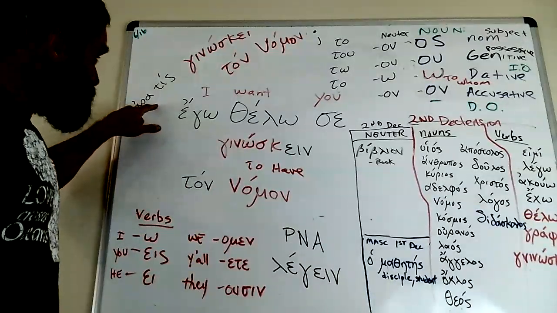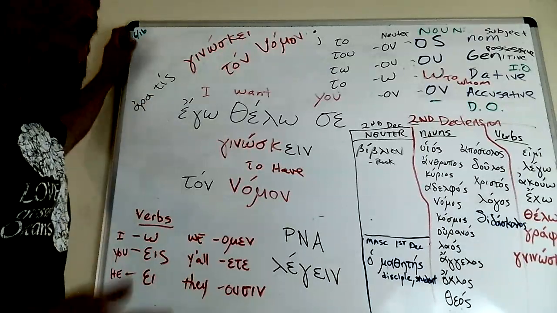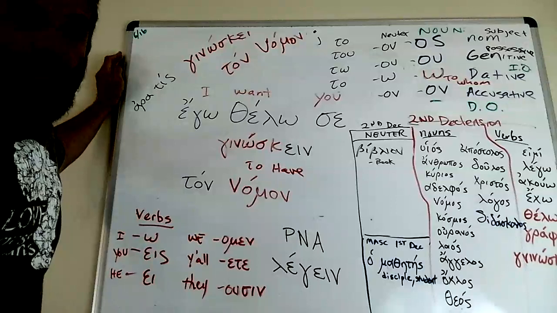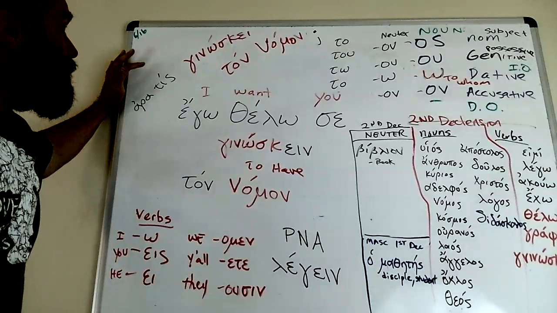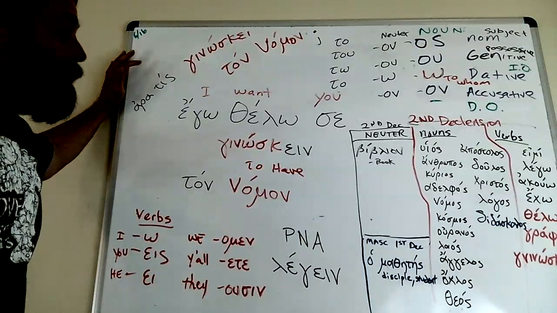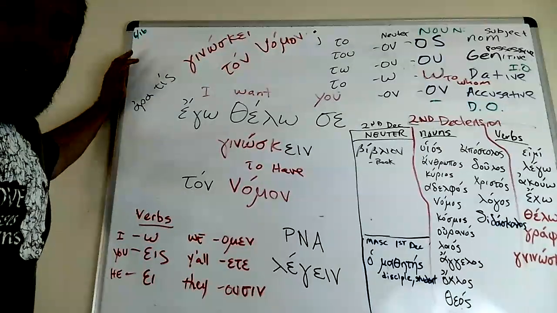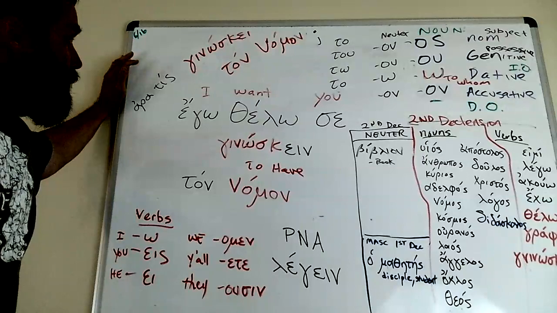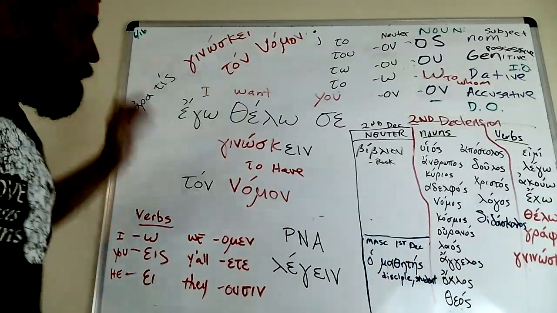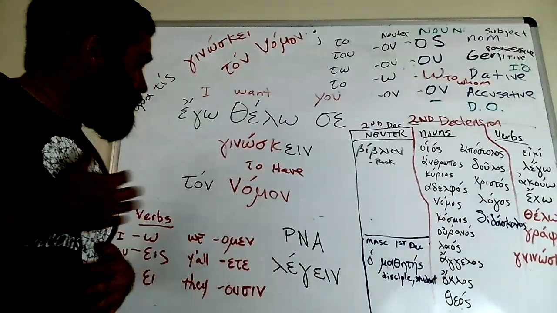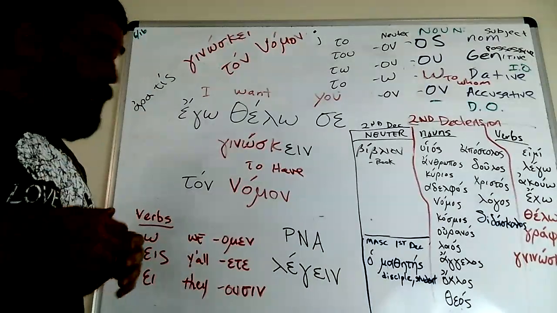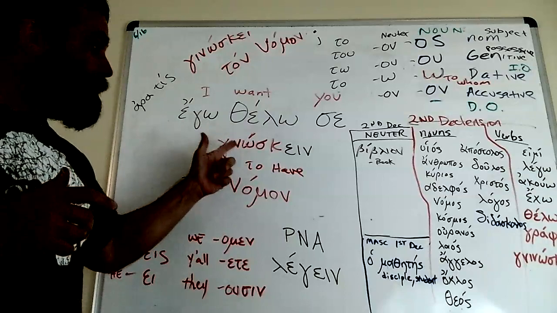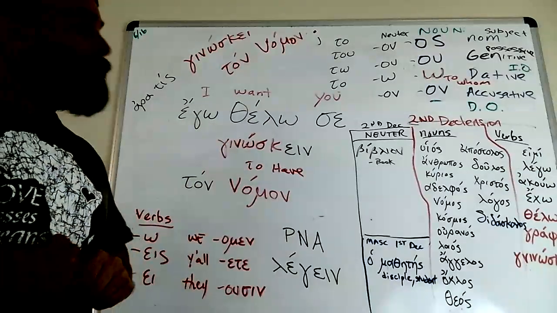So anyway, who wants to ask this question? Christian, why don't you ask the question? Ara tis ginoske ton nomon. And Frank, you answer. Kai Frank lege. Ego thelo se ginoskein ton nomon. Nai ego thelo ginoskein ton nomon. Yes, I want to know the law.